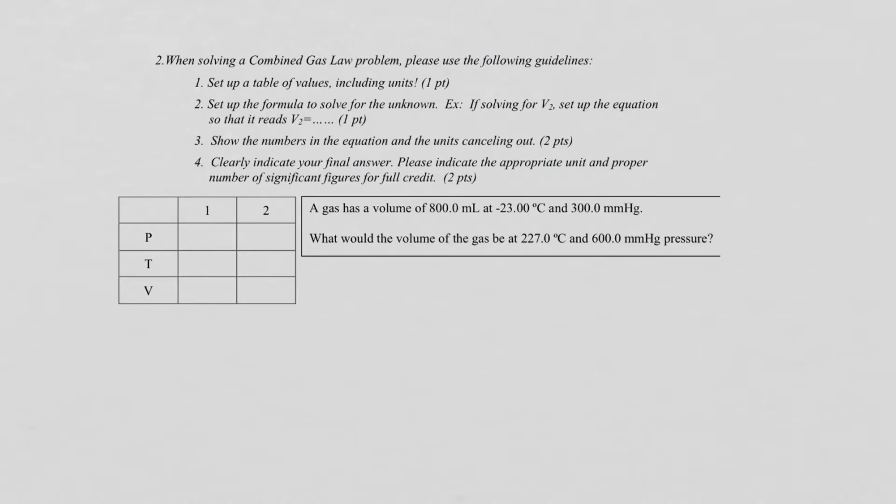All right, if we look at the last page, we see that we have a problem right here. A gas has a volume of 800 milliliters. It's at a temperature of negative 23 degrees Celsius, and it's got a pressure of 300 millimeters of mercury. They want to know what the volume of the gas would be, so our V2 is what we're looking for. They gave us a new temperature, so that's our T2, and they gave us a new pressure of 600 millimeters of mercury.